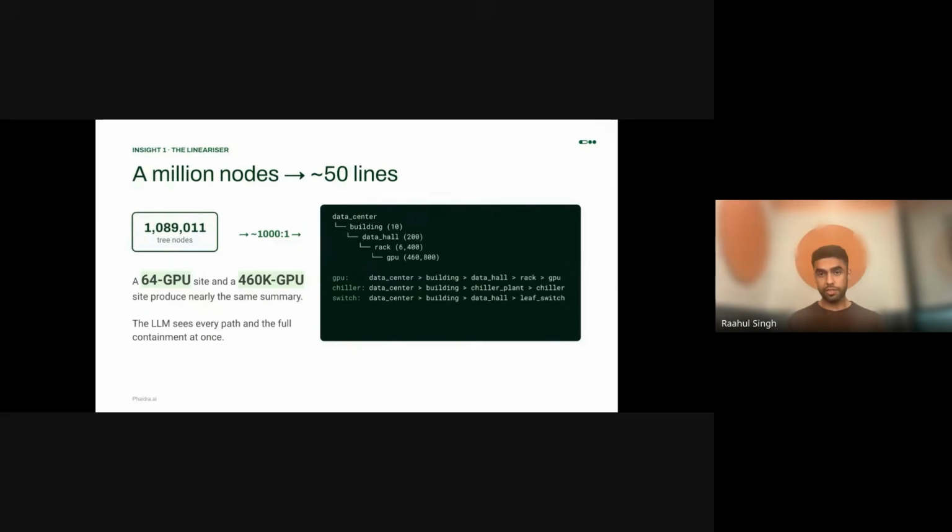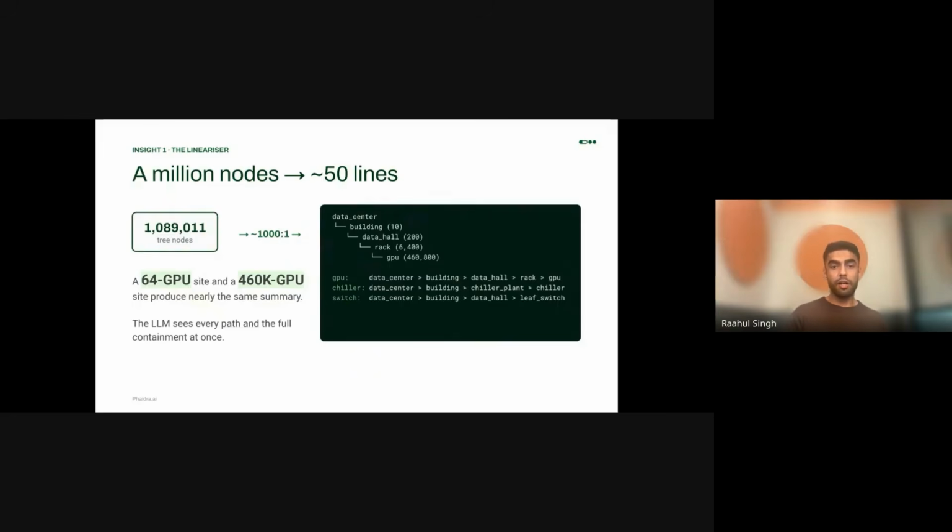And there are four insights that really come into the picture for this. One is a linearizer. What I mean by the linearizer is the LLM has to figure out where each of these things are arranged and how to map from a vague user query to specific equipment or groups of equipments. Here, a summarized representation of our system's graph can be really, really useful.